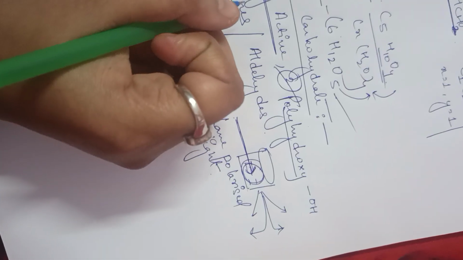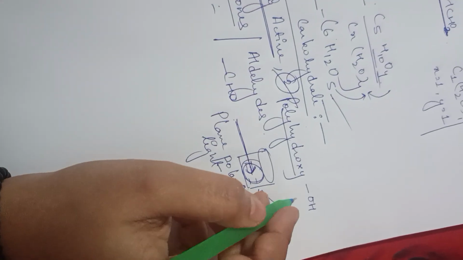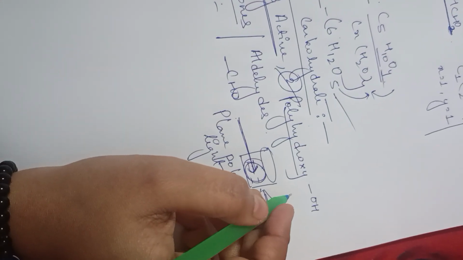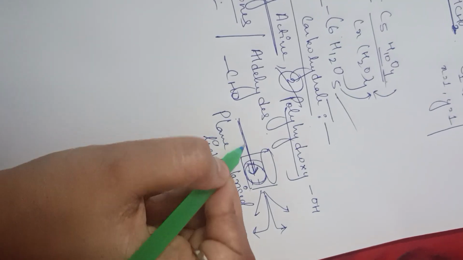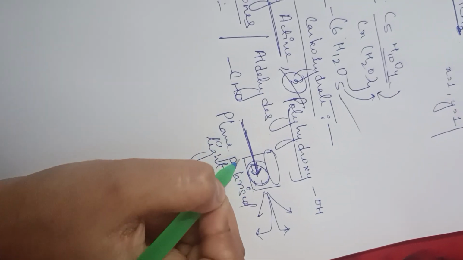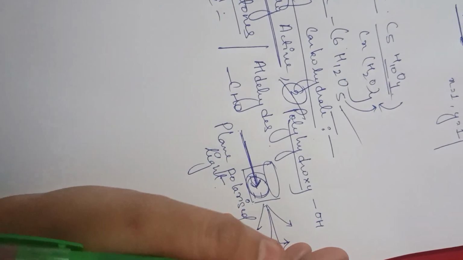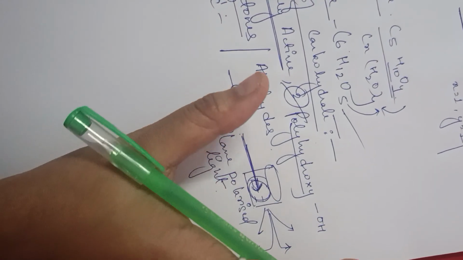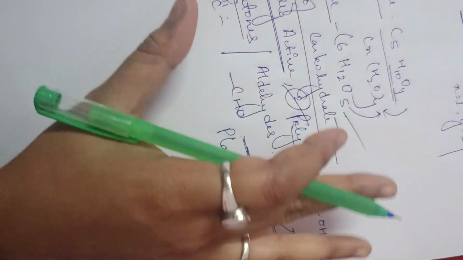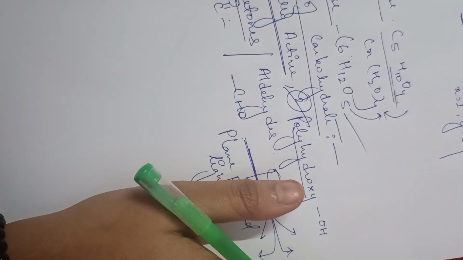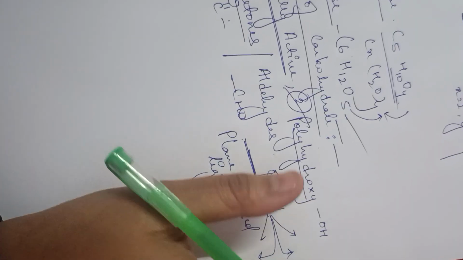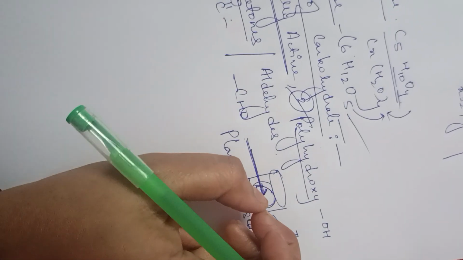That is an optically active compound. And when there is no change in the direction of light, then it is not optically active. So it is optically inactive. So when you pass light through a solution, if the direction is changed, then that compound is called optically active.